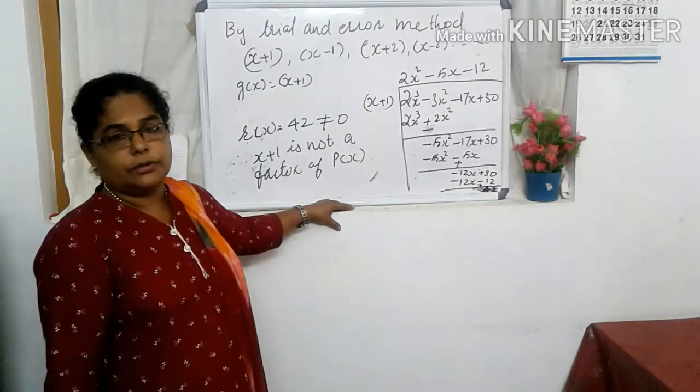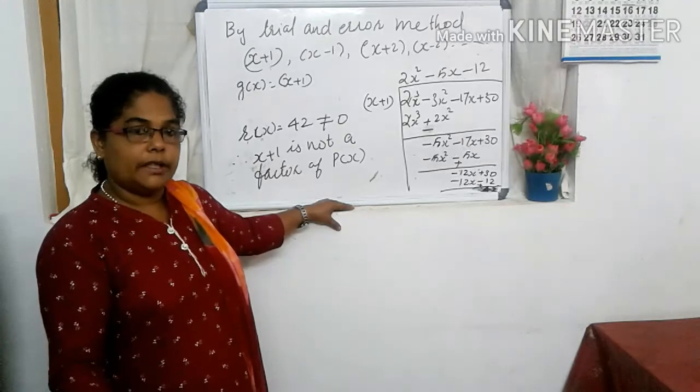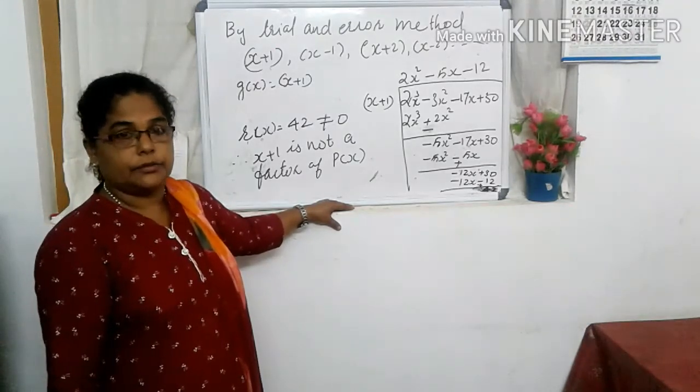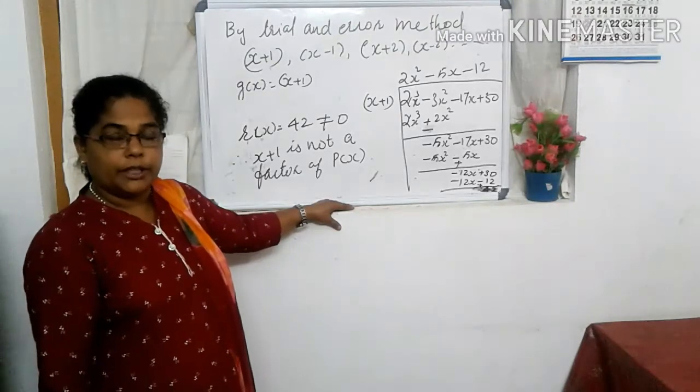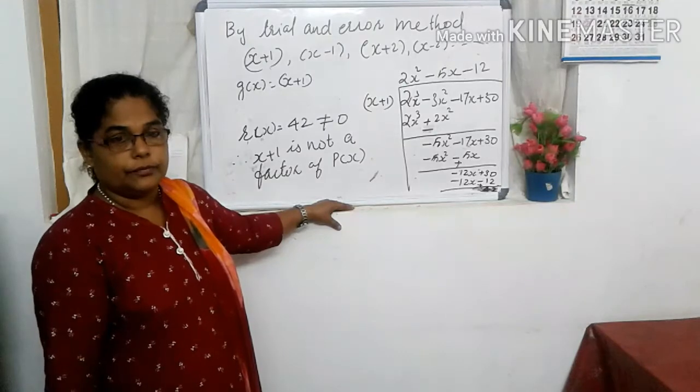So, what do we have to do? We have to check x minus 1. While checking one after another, that's why it's called the trial and error method. Now, x plus 1 is not a factor, so we are going to check x minus 1.